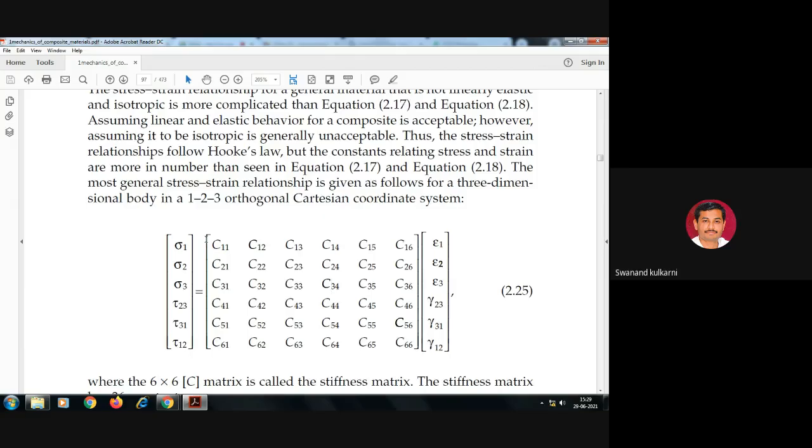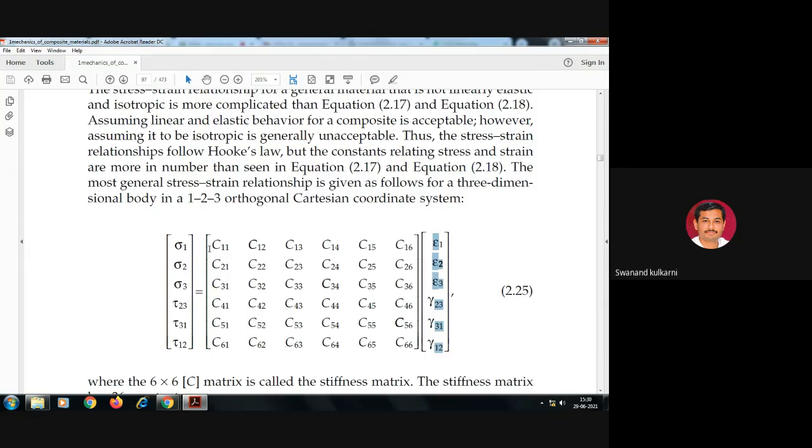So if stress and strain are related with each other, then in that relationship each and every parameter is taken into consideration. For example, if we take the relationship for sigma 1, then C11 is related to epsilon 1, C12 will get multiplied with epsilon 2, C13 multiplied with epsilon 3. So the first row elements will get multiplied with the column elements.